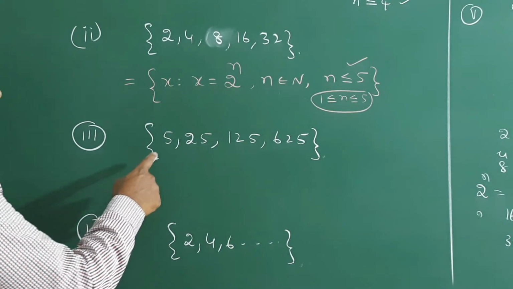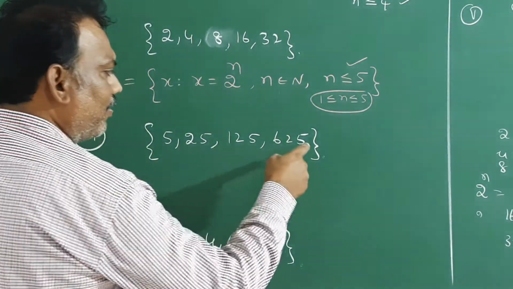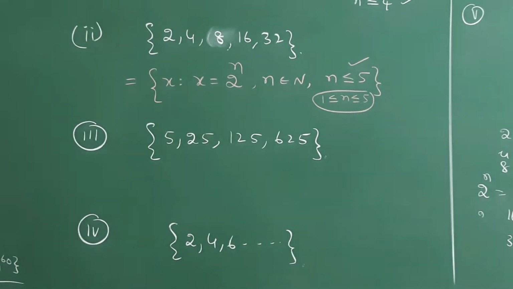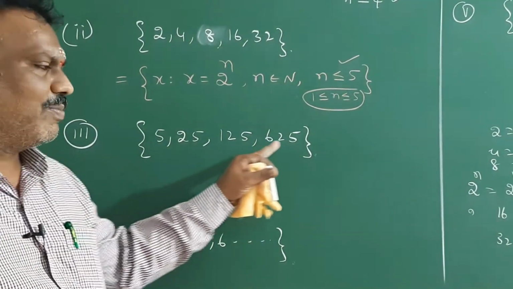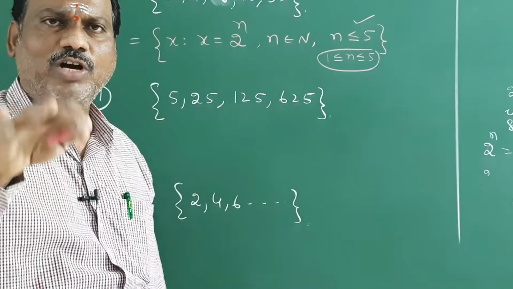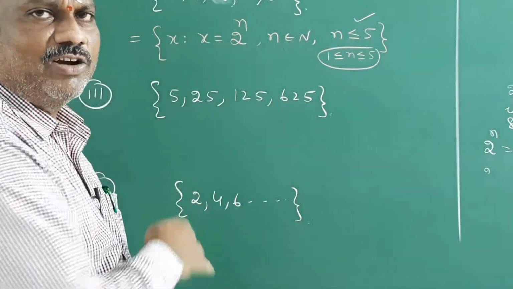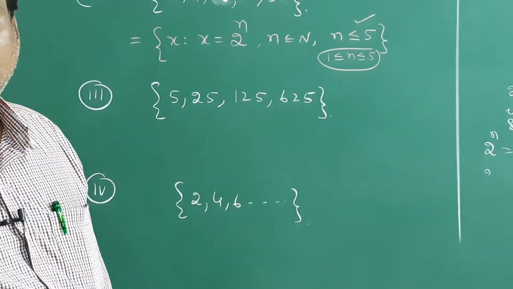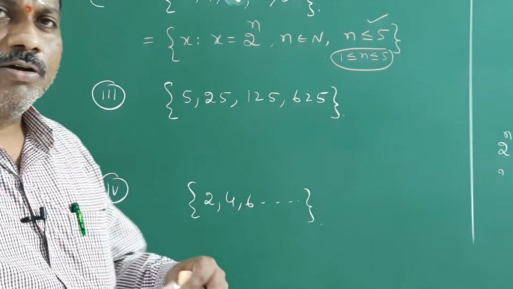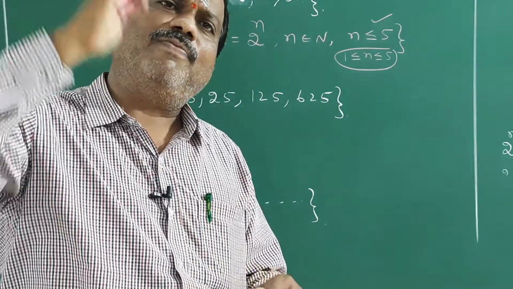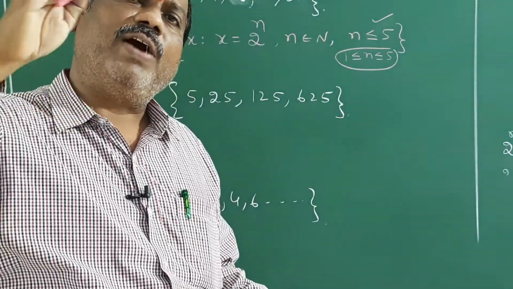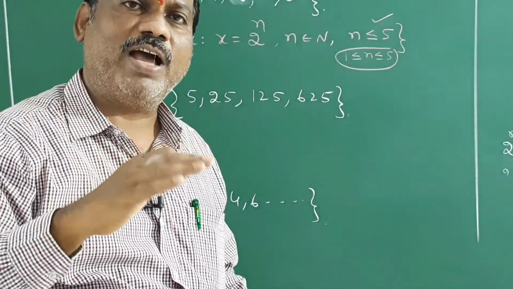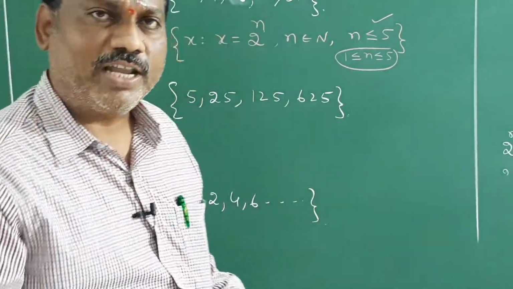Observe here. Here also these elements possess one common property. 5, 25, 125, 625. These are not multiples of 5. Why? Because 5 ones are 5, okay. 5 twos are 10, 10 is not there. 5 threes are 15, not there. 5 fours are 20, not there. So I think it is also 5 power rises. 5 power 1 is 5, 5 square is 25, 5 cube is 125, 5 power 4 is 625.